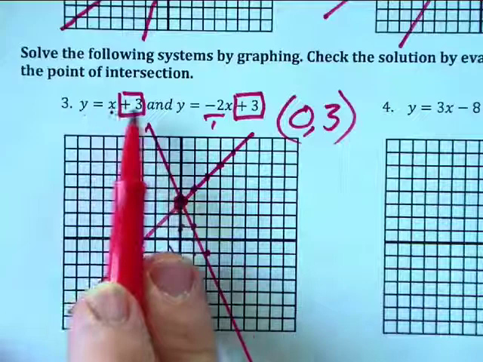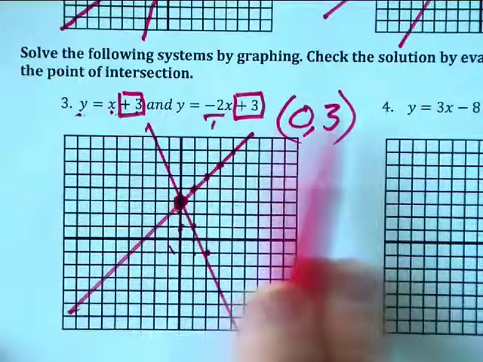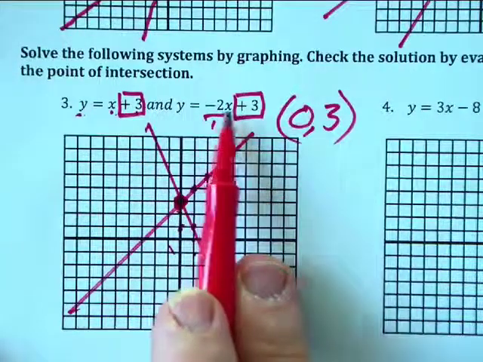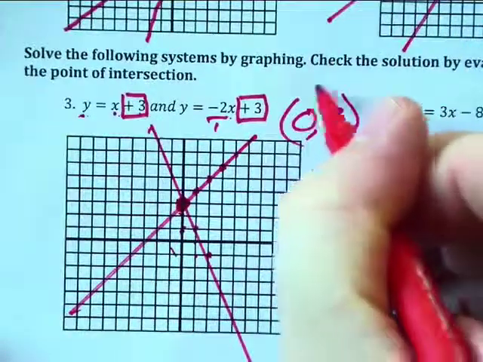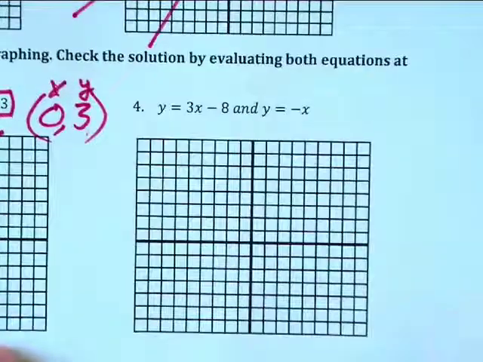What's 0 plus 3 is 3. Okay, let's try this one. X is 0, so -2 times 0 is 0. 0 plus 3 is, and y is 3. Remember, these are just x and y. And so we plug them in to make sure they work, and they do. Number 4.